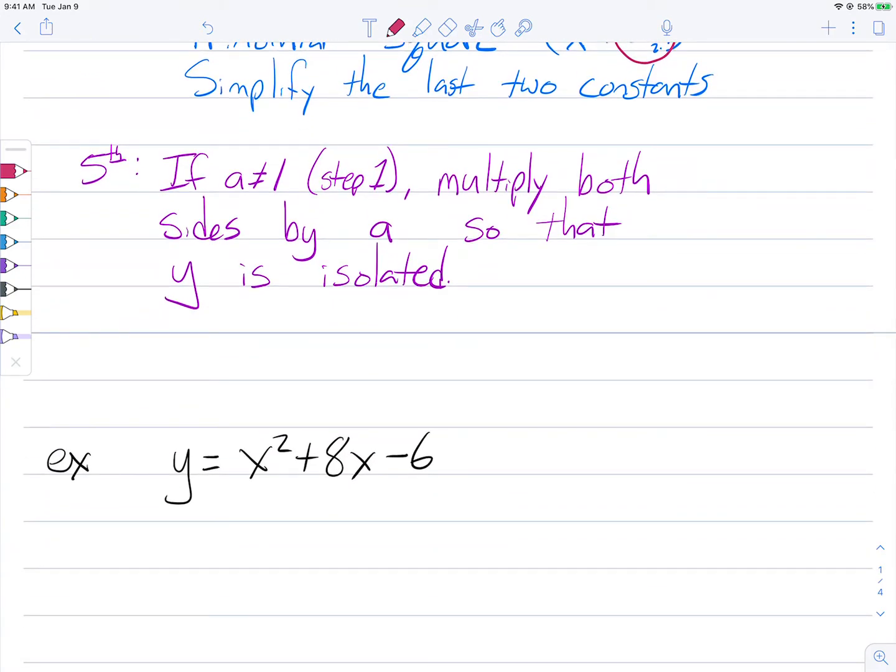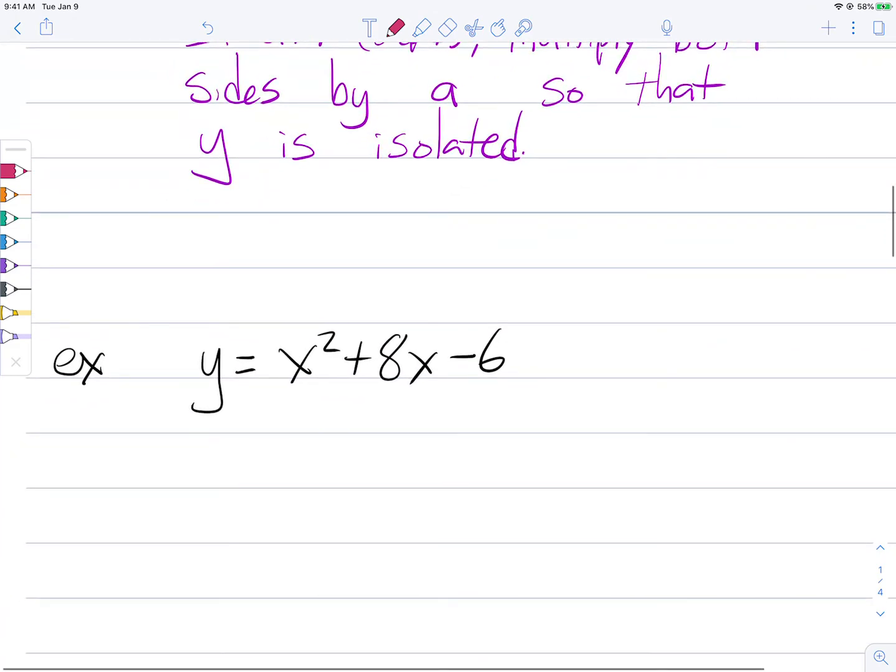Here's our equation, y equals x squared plus 8x minus 6. That is not a trinomial square as it stood. If it was a trinomial square, well then our job would be done. That's awesome. It's not. Step 1, the coefficient of x squared, a, is a 1, so we don't have to worry about step 1. Step 2, take the coefficient of x, which is 8, divide it by 2, that's 4. Take that resulting answer and square it, so that's 16. Again, this is the completing the square section of this work, so this should sound really familiar.